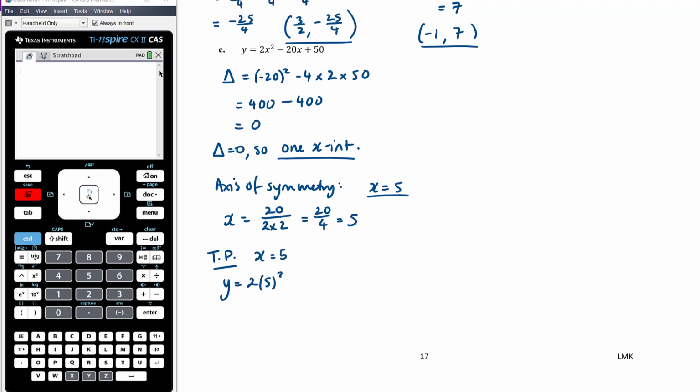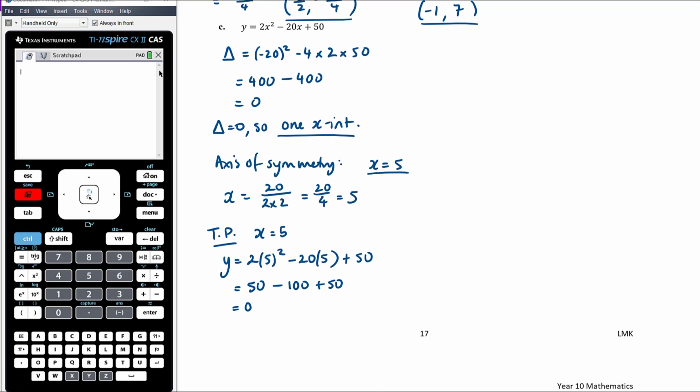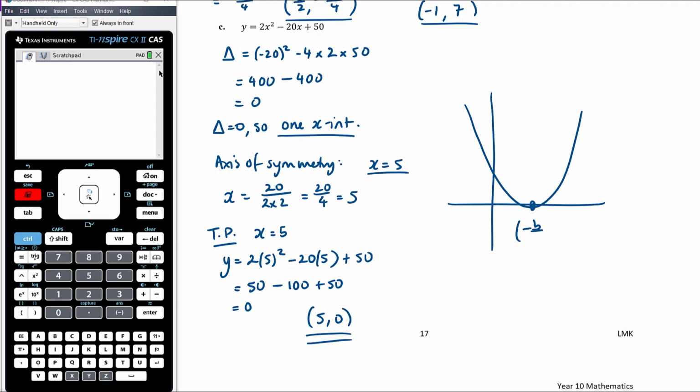So 2 times 5 squared minus 20 times 5 plus 50. So that's 2 times 25, so that's 50, minus 20 times 5 is 100, and then plus 50. 50 plus 50 is 100, and take away 100, so we've got 0. And that makes sense. We knew already that the turning point is the x-intercept. And so actually if we thought a bit about it, we could have straight away got to the fact that the x-intercept is at 5, 0. So if you've got one x-intercept, your turning point will be negative b on 2a, 0, which in this case is 5, 0.